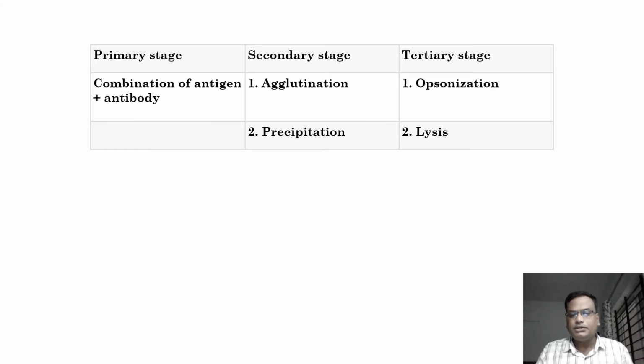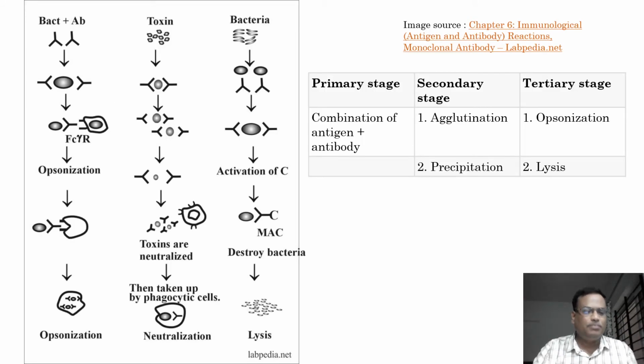The agglutination will lead to opsonization. What is opsonization? We'll see. And precipitation will lead to lysis of the antigens. With the help of this picture, let us try to understand the difference between opsonization and lysis.